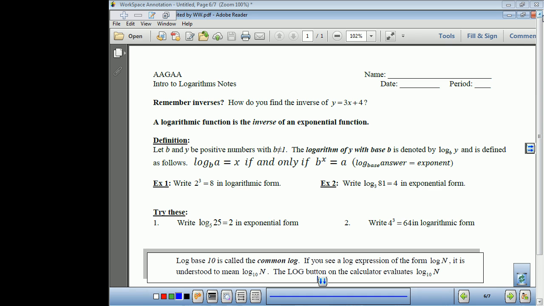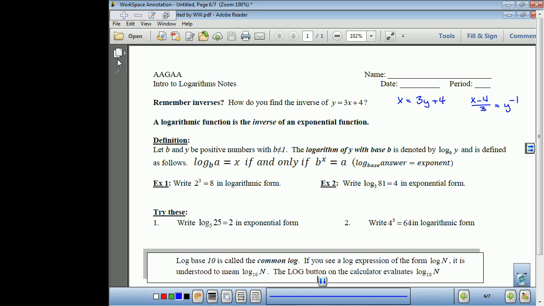So today we are looking into logarithmic functions. And were you guys able to find this inverse? You switch the x and y, and you solve for y. So you got (x minus 4) divided by 3 is the inverse. Yeah, 1/3 x minus 4/3, yes. That is the inverse of this function.